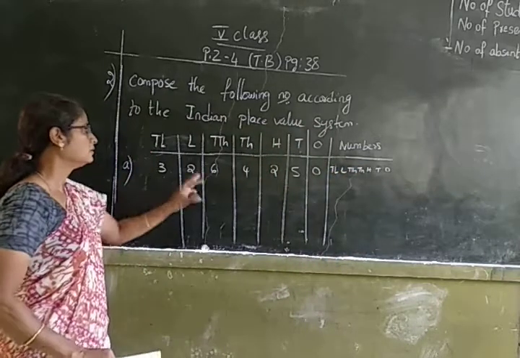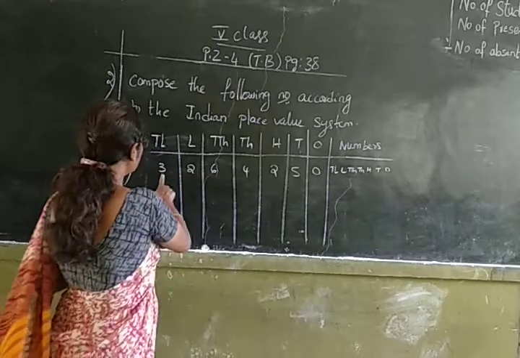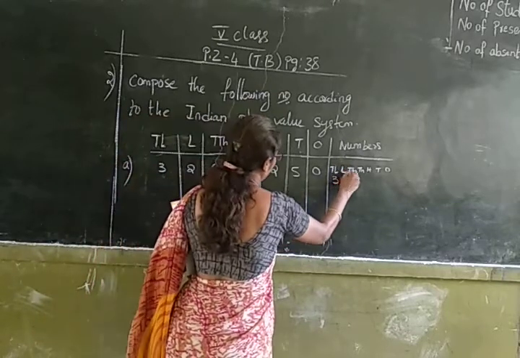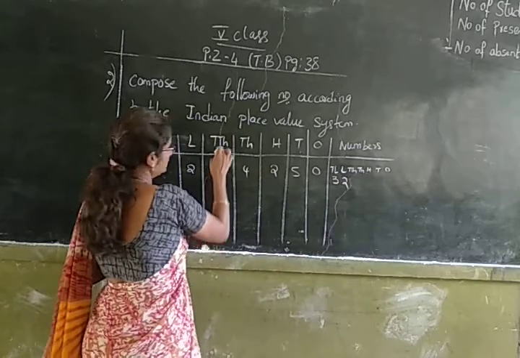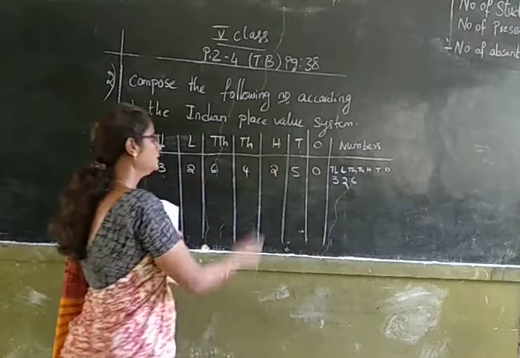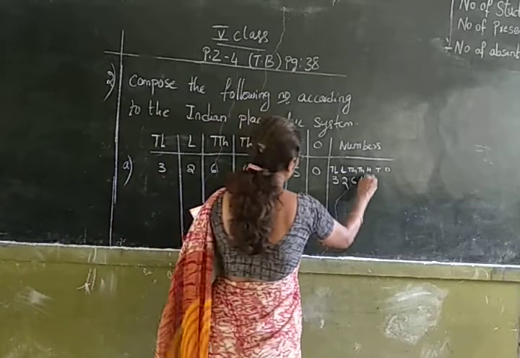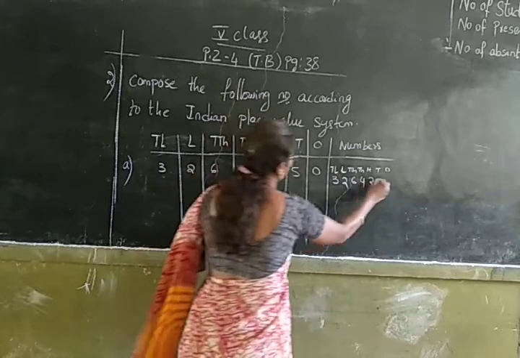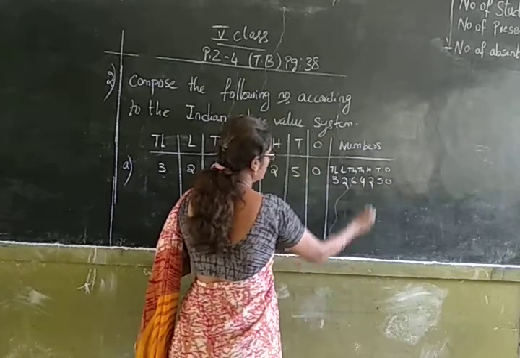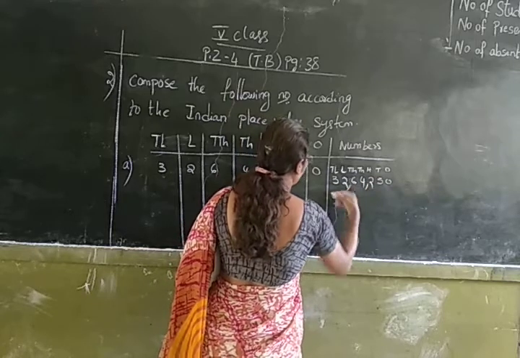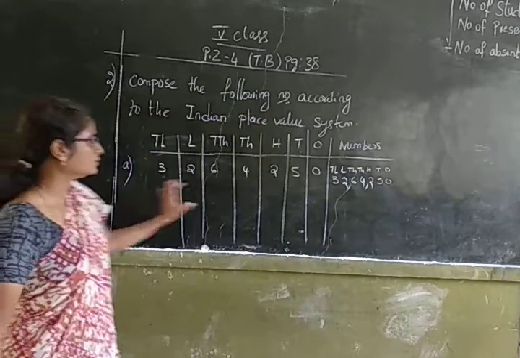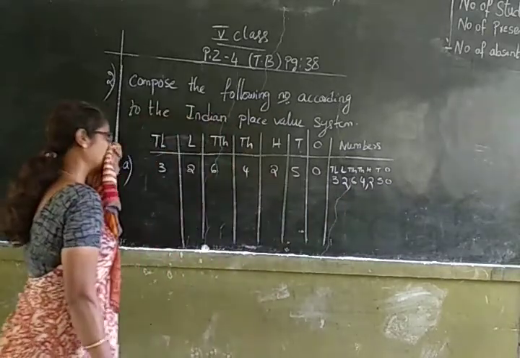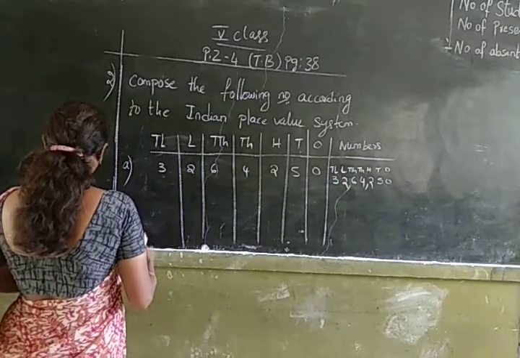So now let us try to compose this number. Okay, 3 is in 10 lakhs place, so I am writing it under 10 lakhs. 2 is in lakhs place, so I am writing it under lakhs. 6 is in 10,000s place, so I am writing it under 10,000s. And 4 is in thousands place, so I am writing it under thousands place. 2 under the hundreds place, 5 under tens place, and 0 in ones place. So what I have done? I have composed the large number according to its places. Compose means putting together the number according to the places.